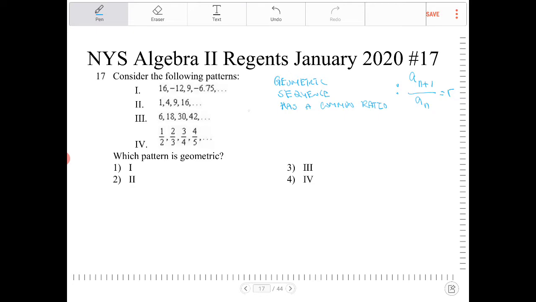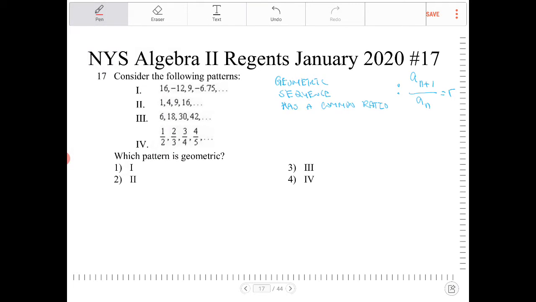So looking at this, for option 1, I'll use another color now. For option 1, we take negative 12, divided by 16. Is this the same thing as 9 over negative 12? Is this the same thing as negative 6.75 over 9? And as a matter of fact, it is. All of this will equal negative 3/4. So the common ratio for option 1 is negative 3/4.